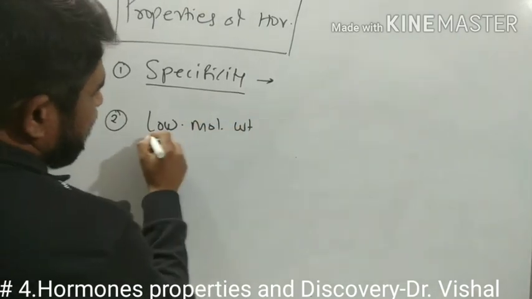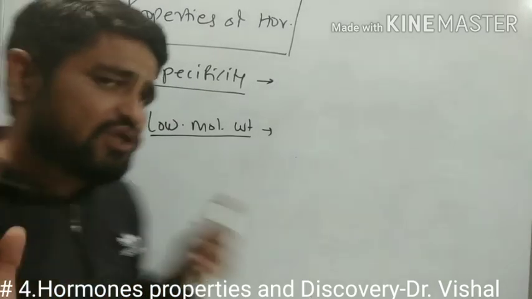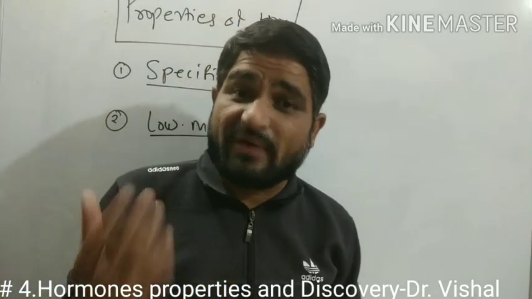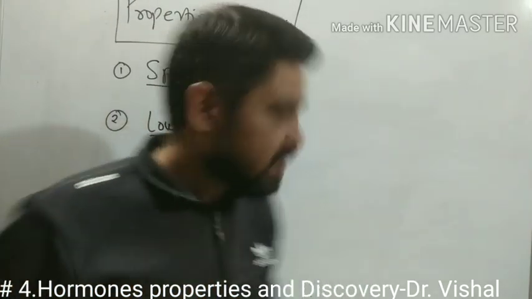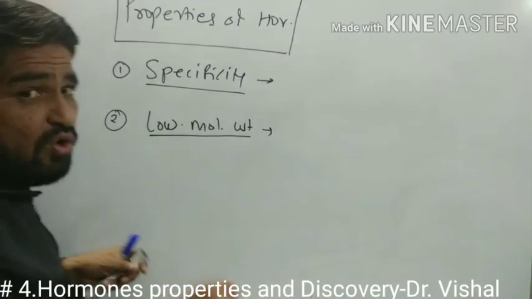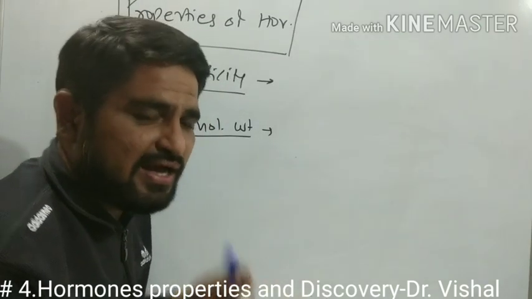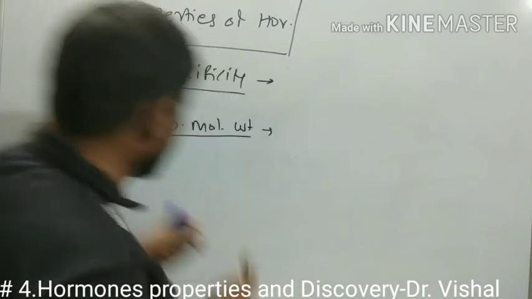low molecular weight. Remember, the first property of the hormones is specificity. We need to study different properties so that it will be very easy to discuss the further chapters. So, the first property is specificity. They are specific in their action. Hormones have low molecular weight so that they are easily carried by blood and they can easily pass through capillaries.